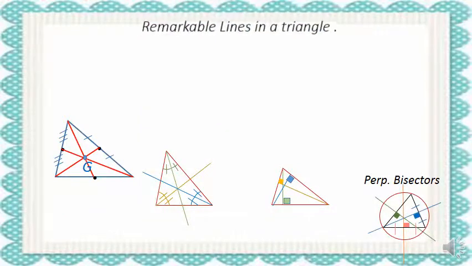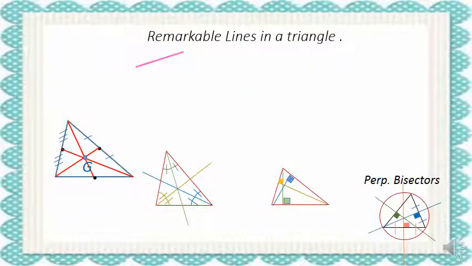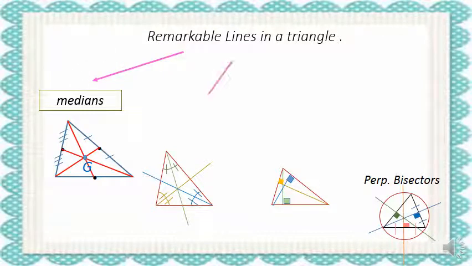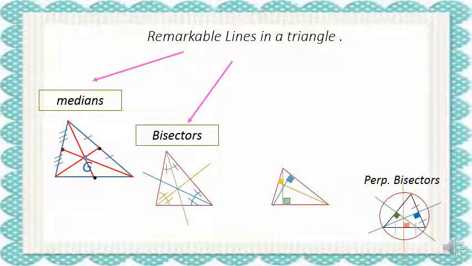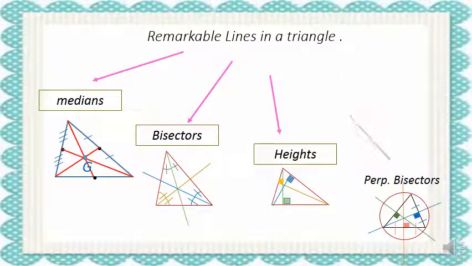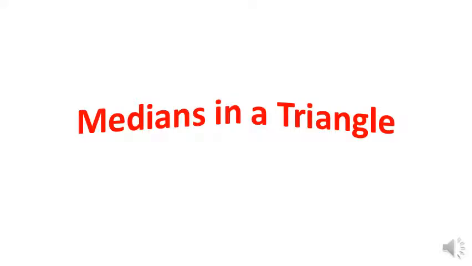What are the remarkable lines in a triangle? We are going to talk about medians, bisectors, heights, and perpendicular bisectors. First of all, we are going to start with the medians in a triangle.